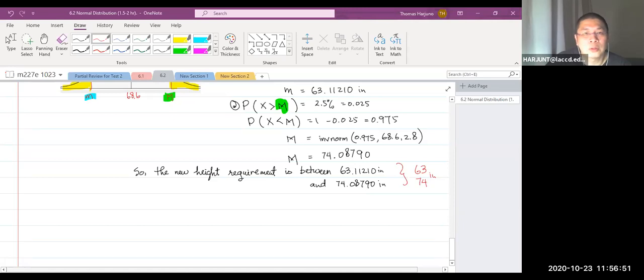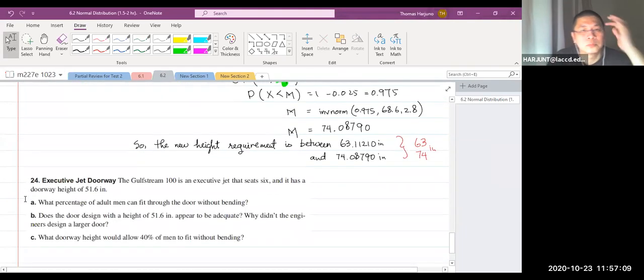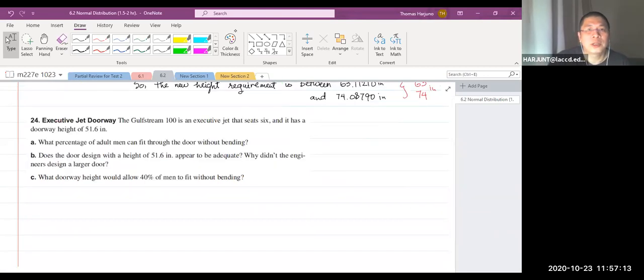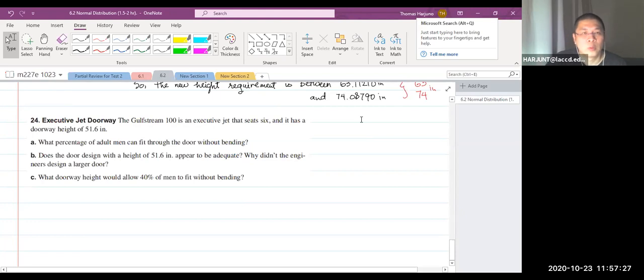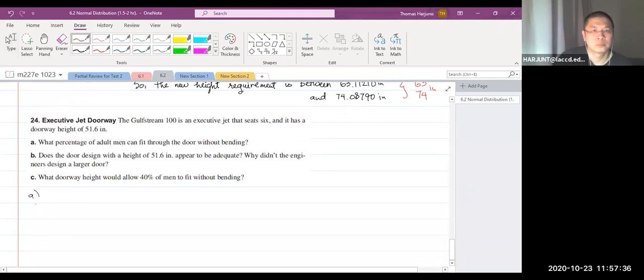Let's go on with number 24. Number 24, they still use the same information there. Gulfstream 100 is an executive jet that sits 6 and it has a doorway height of 51.6 inches. What percentage of adult men can fit through the door without bending? So we need the one less than that 51.6. Probability that X is less than 51.6.